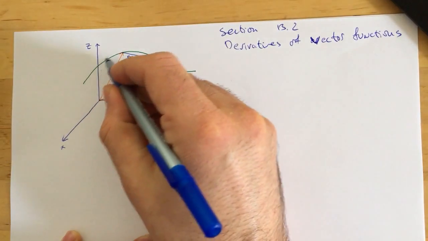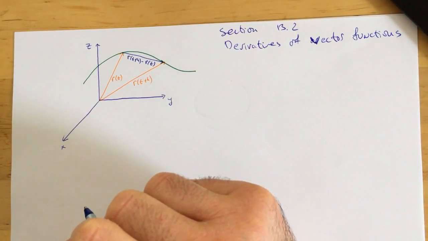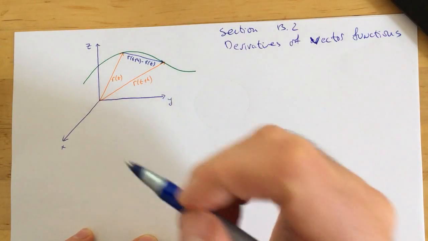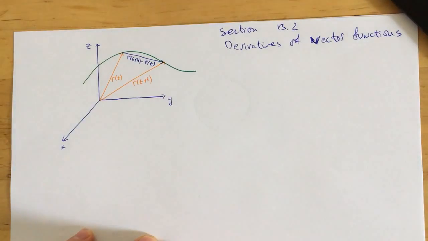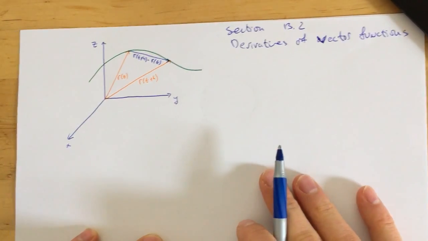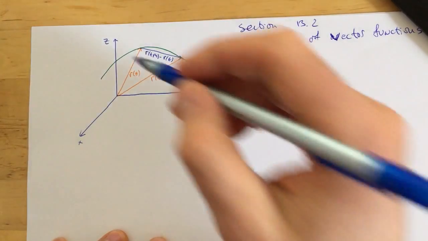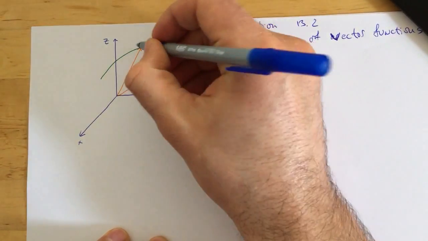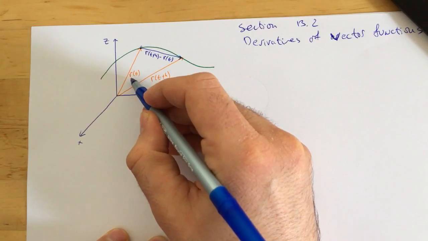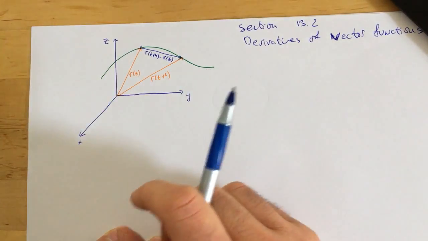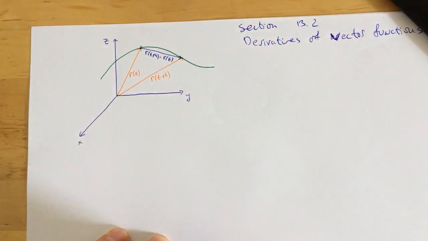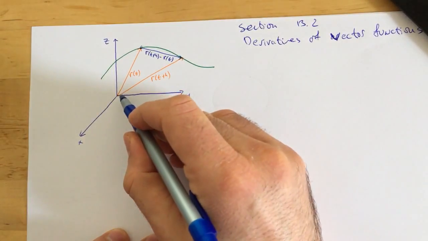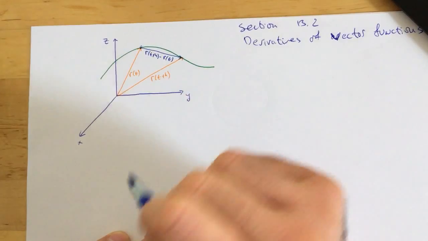Each point on this curve is defined by the vector r evaluated at different t. Similarly, like in Calc 1, I have this point here defined by the vector r evaluated at a certain point t, and then I look at what happens when t moves from t to t plus h, and h we're going to send to 0, so h is very small. So this is r of t plus h.